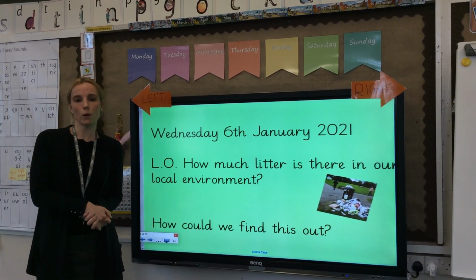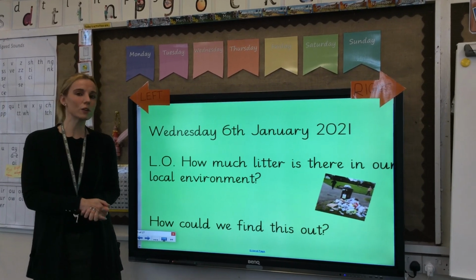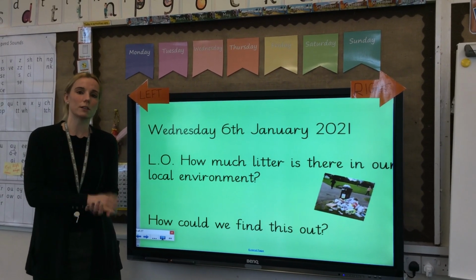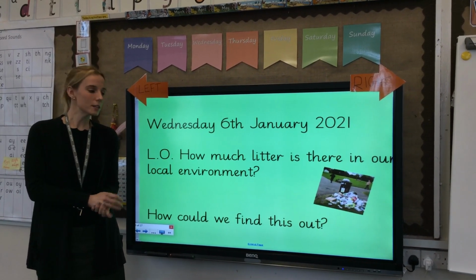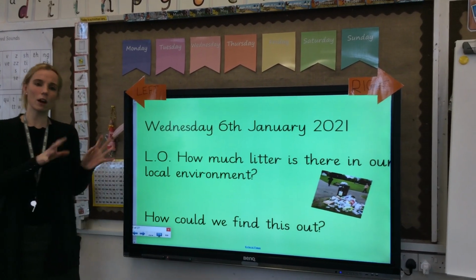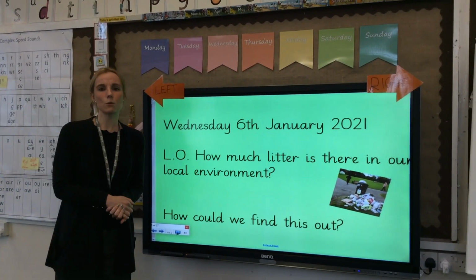So if you're going on a walk at some point today with your family, you could just have a look. Don't pick up the litter, just have a look to see if you can see any litter as you're walking around Wellington. So, to do this at school though, we would have gone on our walk and we would have used something called a tally chart.